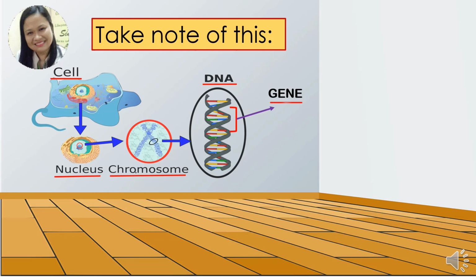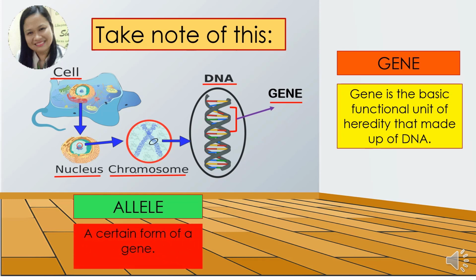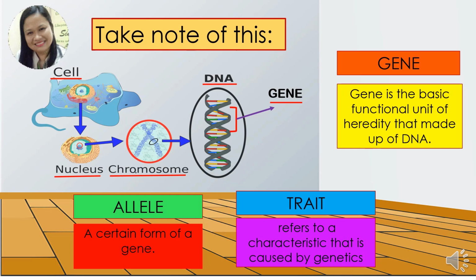In studying incomplete dominance, you will encounter the term gene. Gene is the basic functional unit of heredity that is made up of DNA. Aside from that, you will also encounter the term allele. Allele is a certain form of a gene. And trait. Traits refers to the characteristic that is caused by genetics.